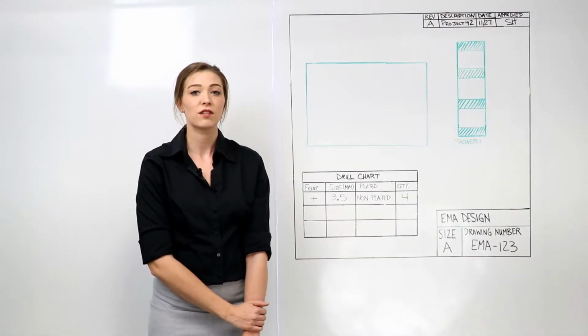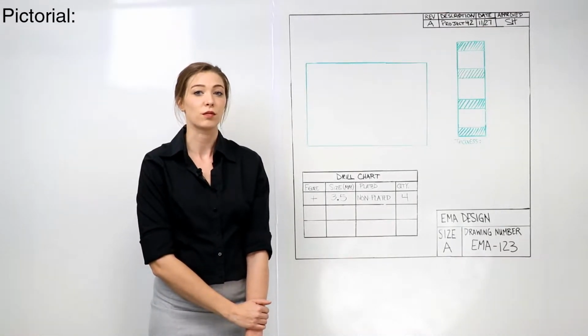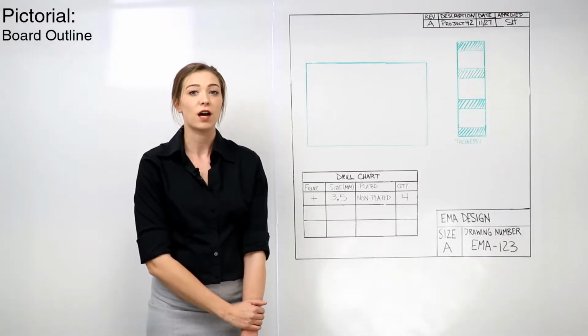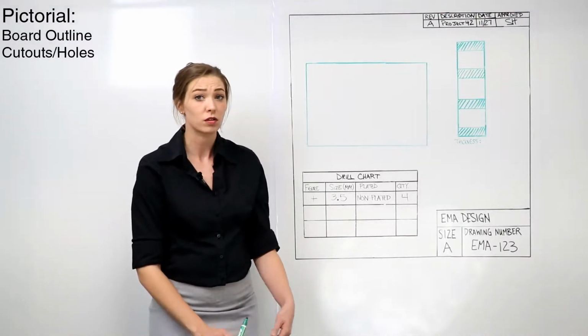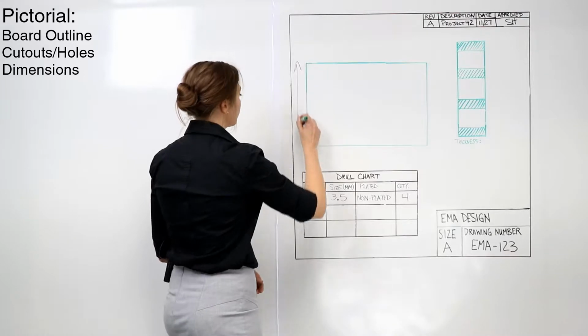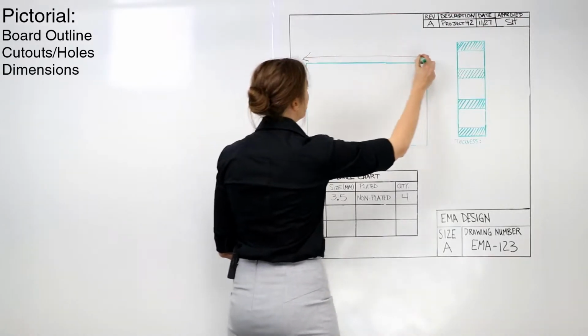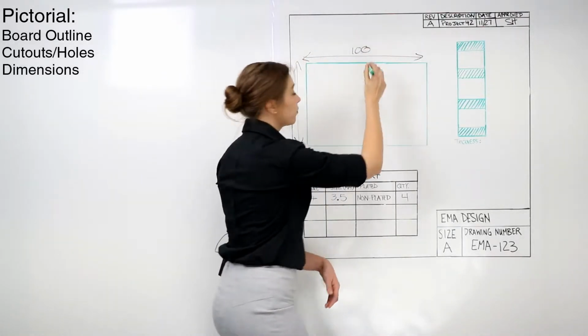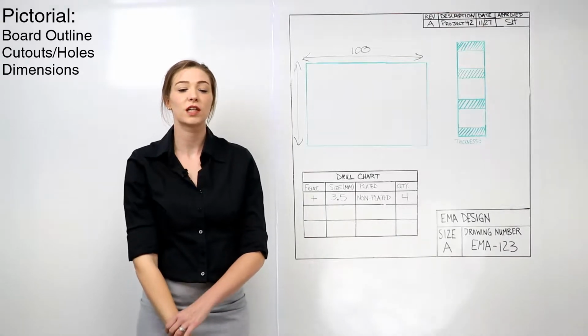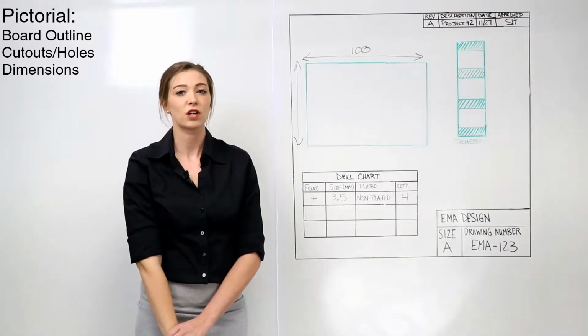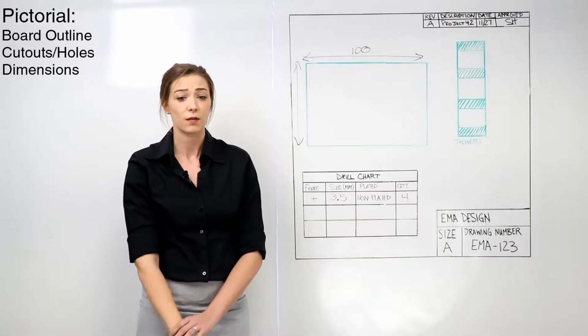The first item in the fabrication drawing is a pictorial. This contains the board outline as well as any cutouts or holes. Make sure to include dimensions of your board. Dimensions will be used during inspection to ensure the manufacturing process was completed accurately.